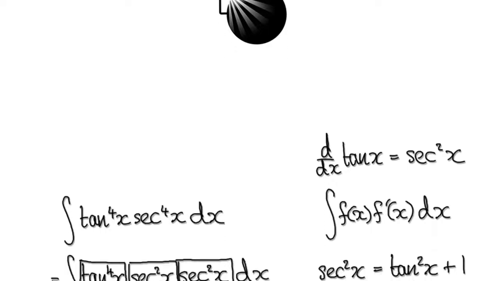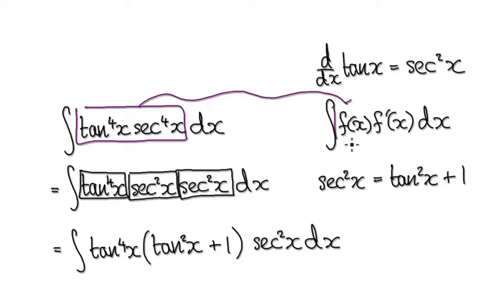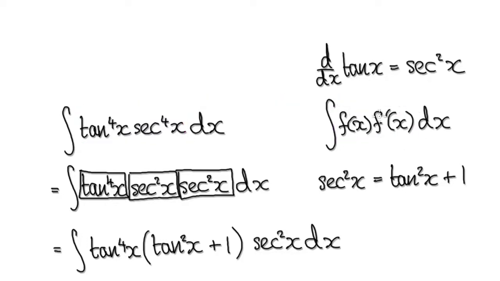Similar to the previous video, but this time we are going to integrate tan to the power of 4 secant to the power of 4. So the aim is to rewrite this in terms of this form, because we know that if we can get it in terms of this form, it's going to be easy to integrate.